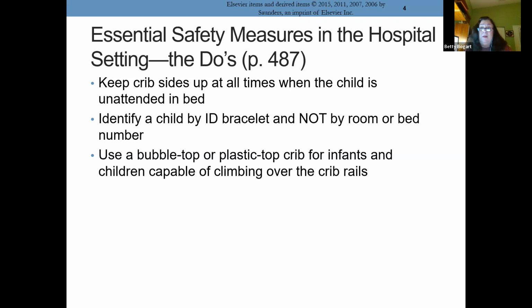If they fall, they're going to be filling out an incident report. It's just a lot more work for you. So make sure that we also do that. Again, you're going to identify the child by the ID bracelet, not by the room.